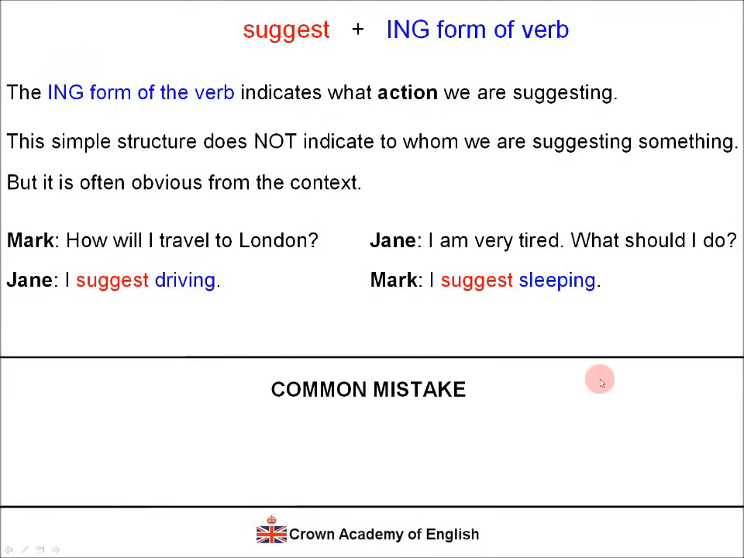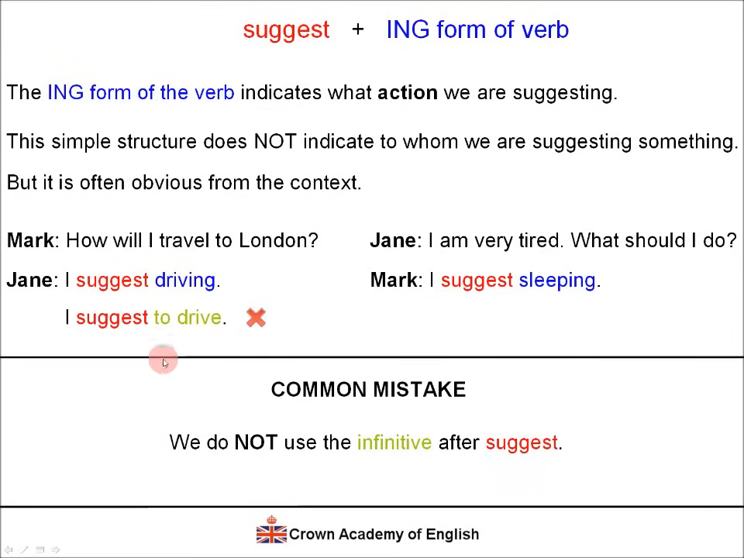And a common mistake is that we do not use the infinitive after suggest. Okay? So we only use the ing form of the verb after suggest. We do not use the infinitive. Example, I suggest to drive is wrong. This is the infinitive of drive, to drive. This is a mistake, big mistake. I suggest to sleep is also wrong. This is the infinitive. No, we must use the ing form. I suggest sleeping.